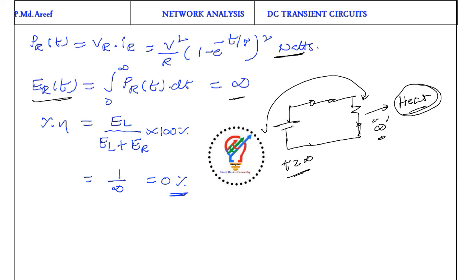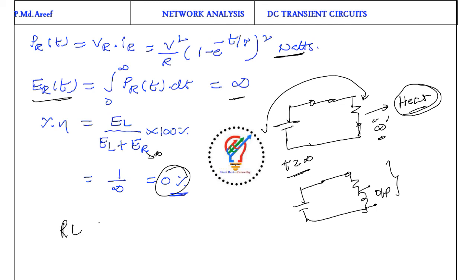Efficiency is nothing but, as we saw in the case of the capacitor, the same thing. So resistor and inductor here. The energy across the inductor is nothing but the output energy. So the total is the inductor plus the resistor, so EL by (EL plus ER). ER is going to be infinity, so this is 1 over infinity, which means 0. That means the efficiency of the RL circuit is 0%. So this is very, very important for competitive exams.